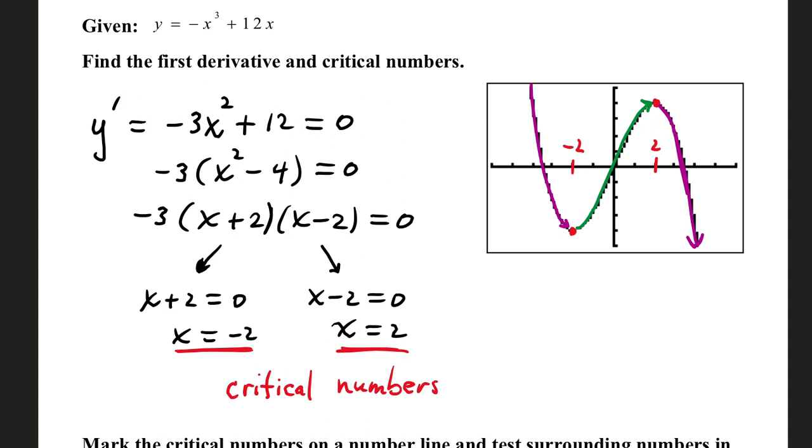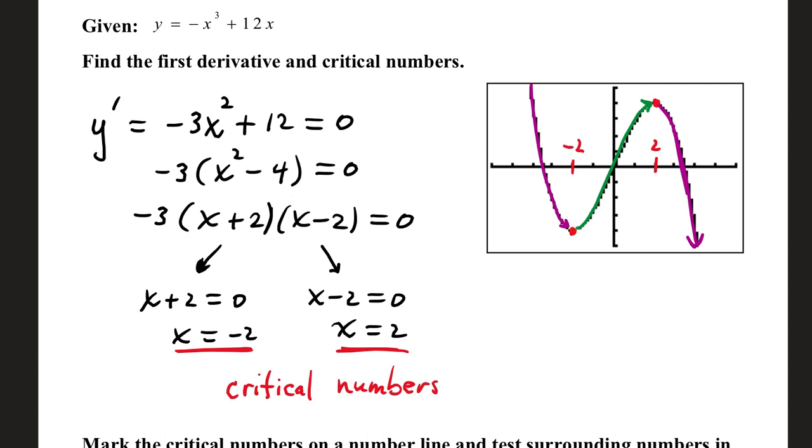This is a difference of 2 perfect squares, so x squared breaks down to x and x. Square root of 4 is 2, and because there's no middle term, we put in a plus and a minus. If you were to FOIL these two, you would get x squared minus 4. Negative 3 does not contain a variable. x plus 2 is 0 when x is negative 2. x minus 2 is equal to 0 when x is positive 2. So our critical numbers, negative 2 and positive 2, mark hilltops and valley floors.